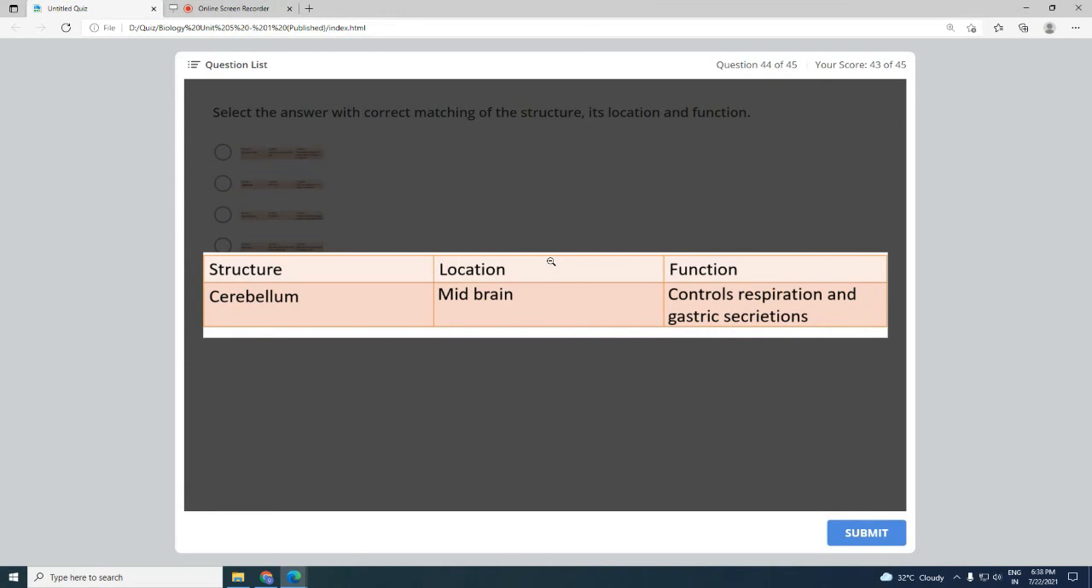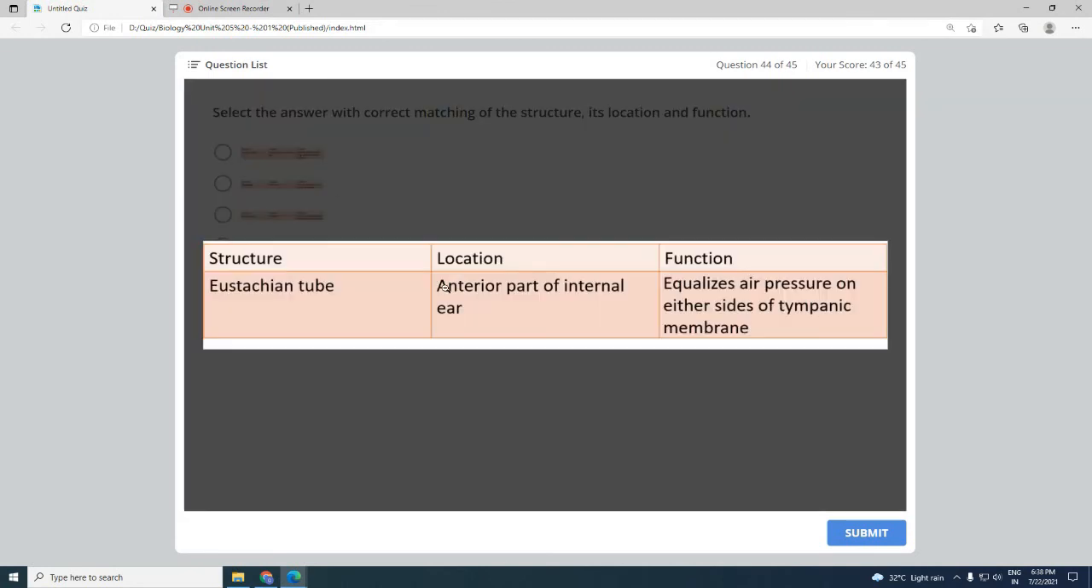Structure cerebellum, location midbrain, function controls respiration and gastric secretions. So have a look at that, because I'm going to minimize the option. Please go through that. Whenever you feel that the time is insufficient, you can stop the video and you can take the test also. It was option A.